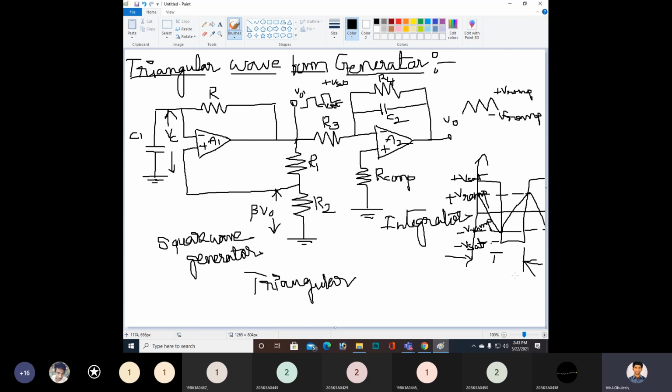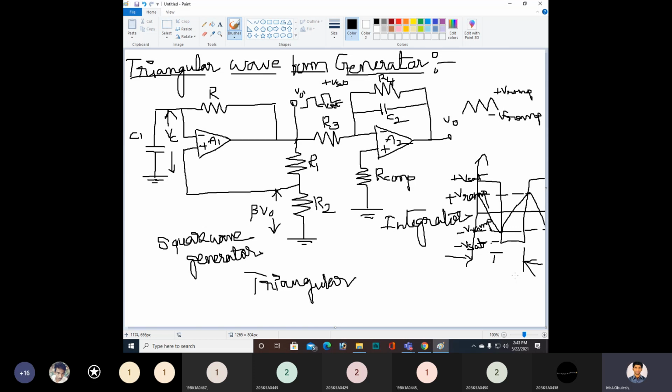The frequency of square wave and triangular wave is the same. The frequency of the square wave generator as well as the triangular wave generator is the same for fixed values of R1, R2, R3, R4 and RC, the resistors, capacitor and resistor R.